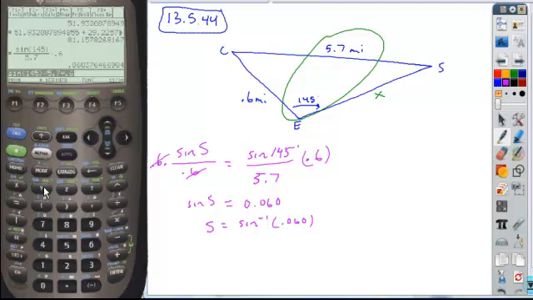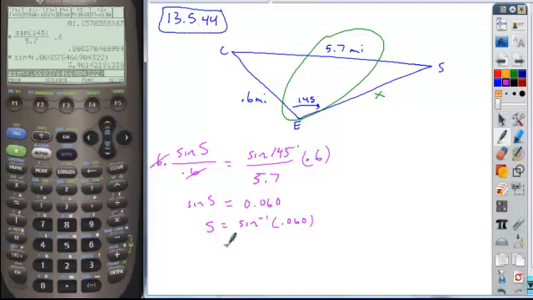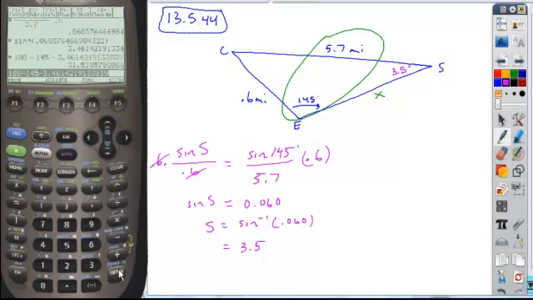So we take the inverse sine, highlight the ratio, and this gives us our angle measure of about 3.5 degrees. Okay, so that is this angle right here. Once we know that angle, what we can do is subtract our original angle of 145 and this angle that we just solved for, and that's going to leave the angle for C, which is 31.5 approximately.